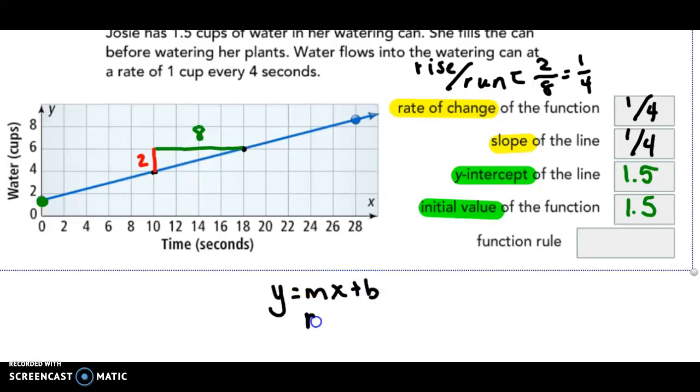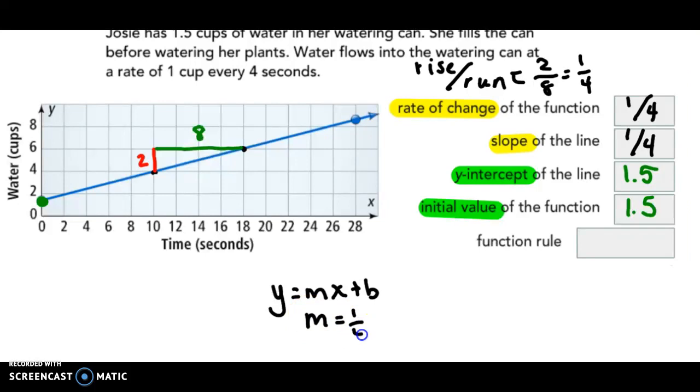We identified our m value to be 1/4, and our b value we identified as 1.5. Well, if we set it up as a rule, I'll put it in blue, y equals our m value, which is 1/4 x, plus our b value, which is 1.5.